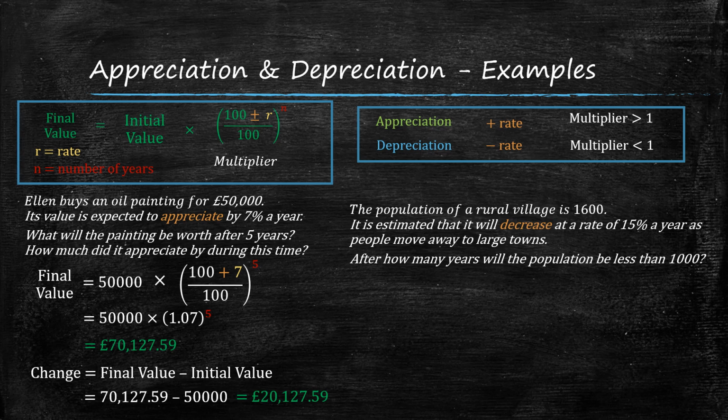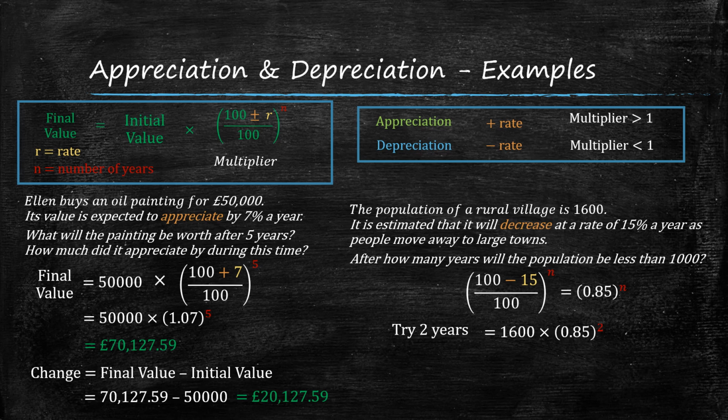Okay, so we need to work out n, the number of years it will take for this population to be less than 1,000. Now, there are a number of ways to solve this. We're going to use a very simple way to solve this question. So what we want to work out is our multiplier. Our multiplier is 100 minus 15, because it's a depreciation question, over 100 raised to the power n. So this is 0.85 raised to the power n. So how we're going to solve this one is we're going to do this by trial and error. So let's try 2 years.